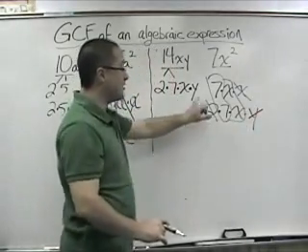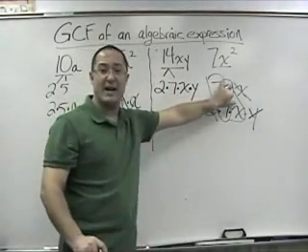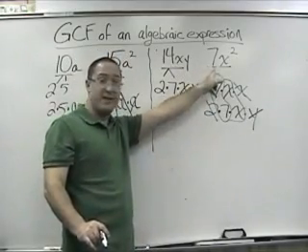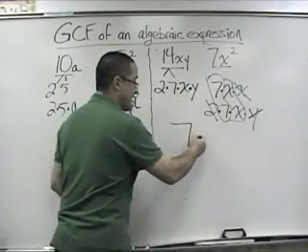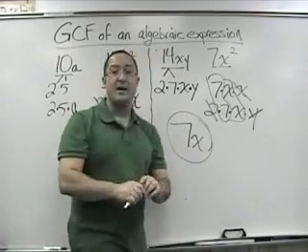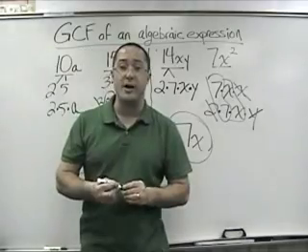So what do they have in common? A 7 and an x. So what's the greatest common factor of 14xy and 7x squared? It is 7x. And that is greatest common factor of algebraic expressions.